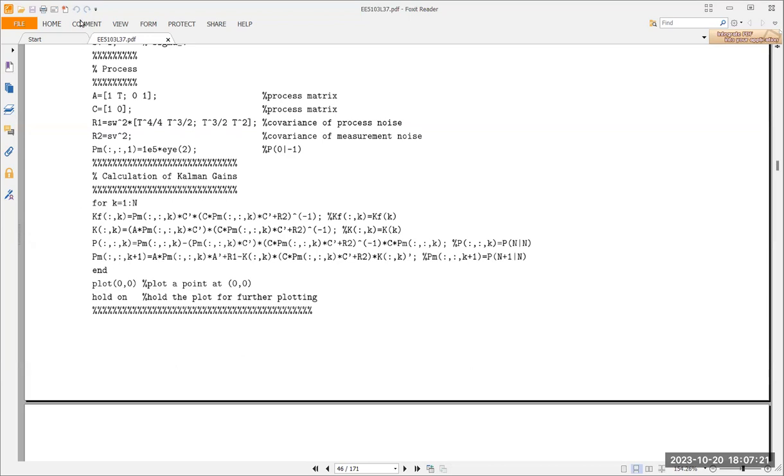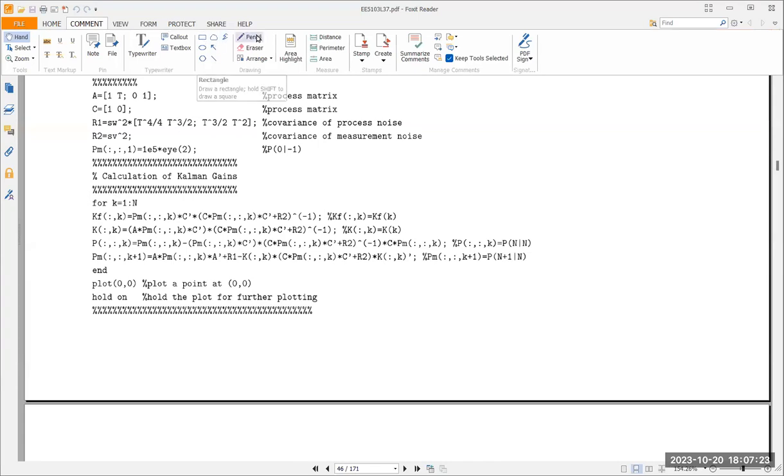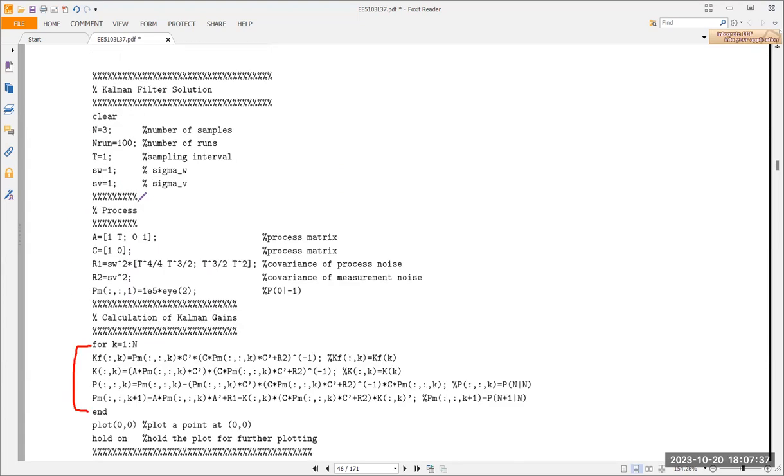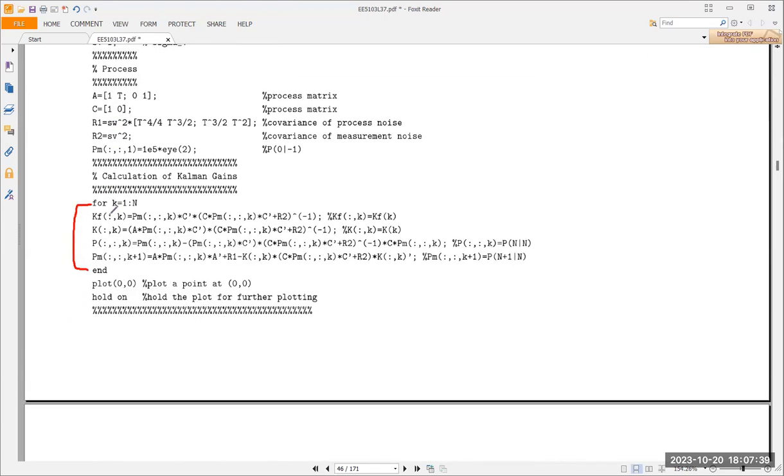The loop here, it just loops by itself. All right, and it calculates without any measurements. Okay, so k equal to 1, 2, and 3. Capital N is 3. So you get 3 sets of command filter gain, KF, KP, PM. All right, which correspond to here, KF, K, P, and PM is this one.